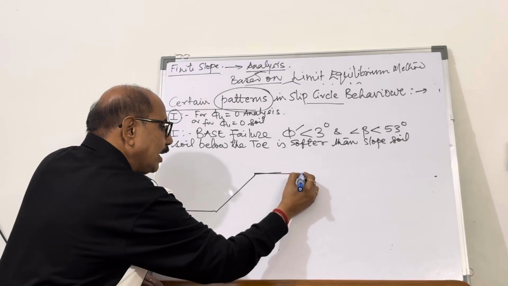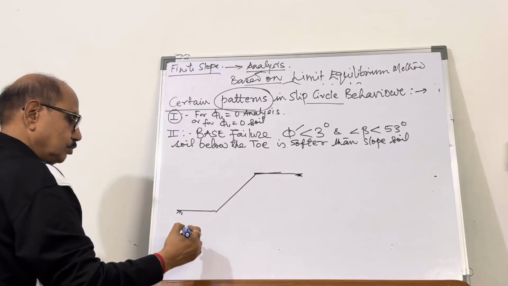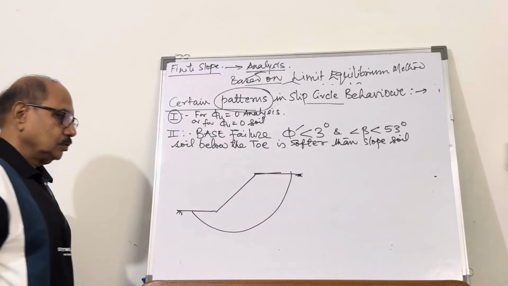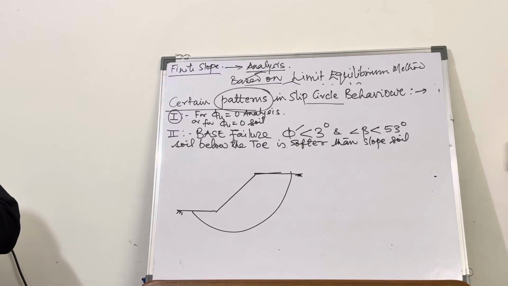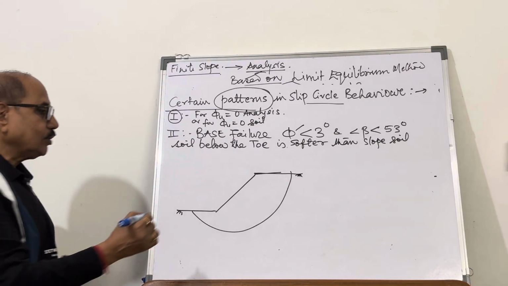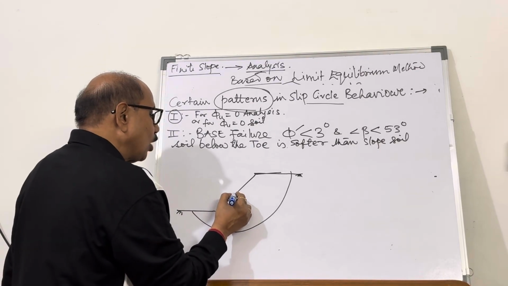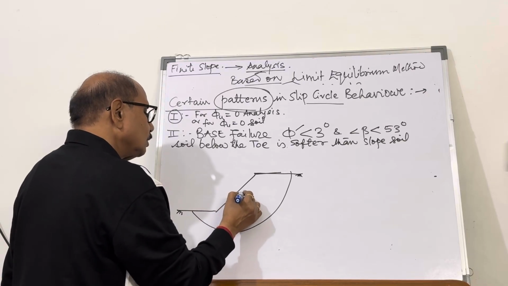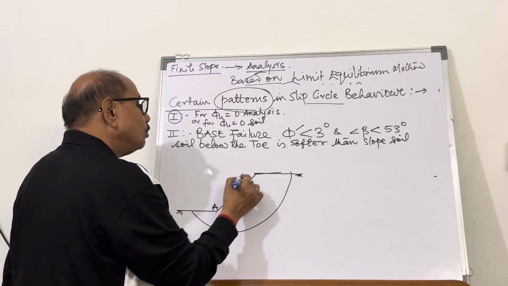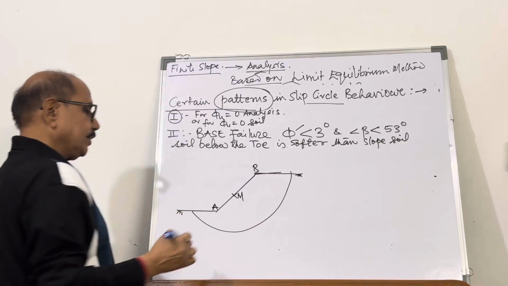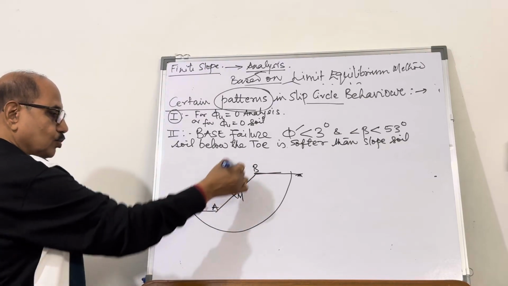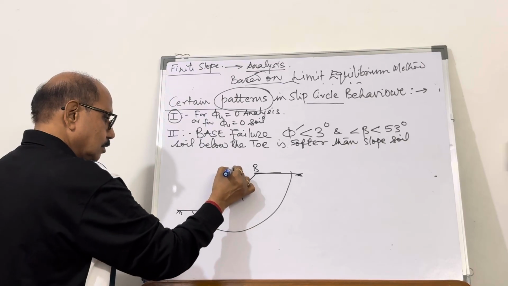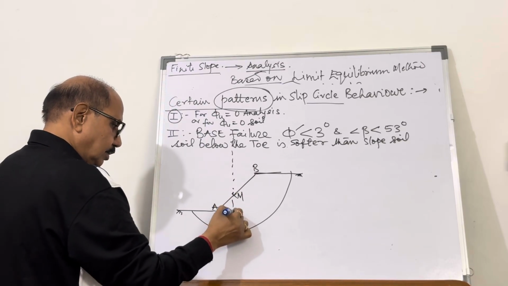This is the embankment, finite slope, isn't it? And what you do is find out the midpoint of this slope AB. So M is the midpoint of the slope, and drop a vertical through this. So this is the vertical.